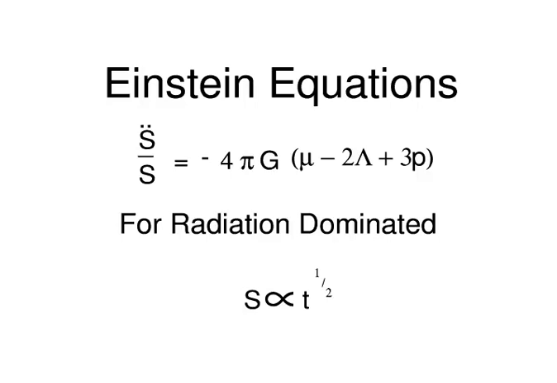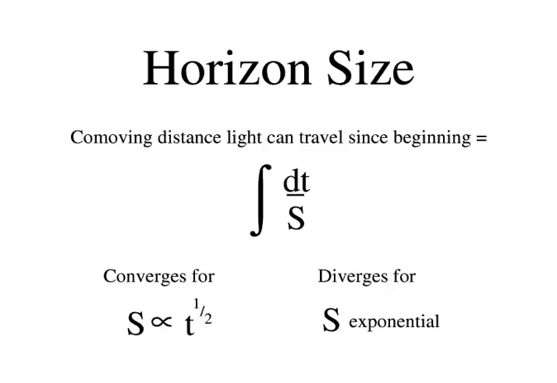The idea was to make regions able to communicate by changing the expansion of the early universe so that S double dot was positive rather than negative. In other words, so that the expansion of the universe was being accelerated rather than slowed down by gravity. As you can see from the Einstein equations, such accelerating expansion, or inflation, as it was called, required either negative energy or negative pressure.